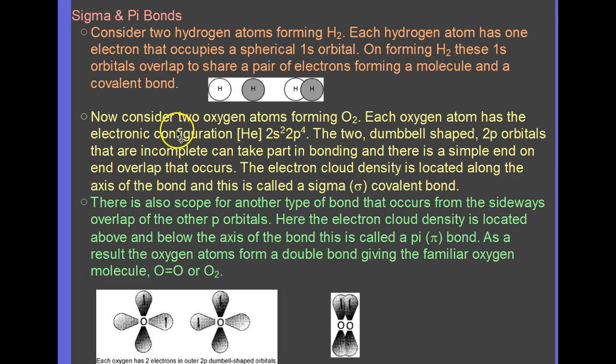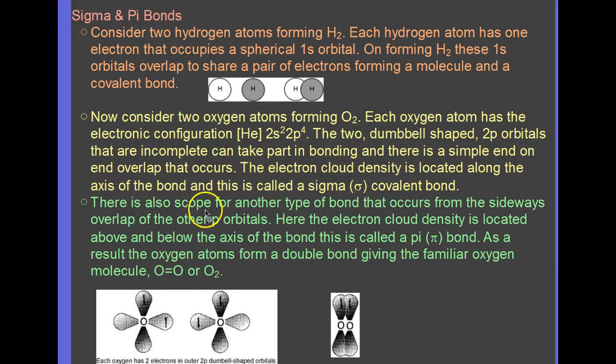Now consider 2 oxygen atoms forming O2. Each oxygen atom has the electron configuration of 2s2, 2p4. The 2 dumbbell-shaped 2p orbitals that are incomplete can take part in bonding, and there is a simple end-on-end overlap that occurs. The electron cloud density is located along the axis of the bond, and this is called a sigma bond or covalent bond.